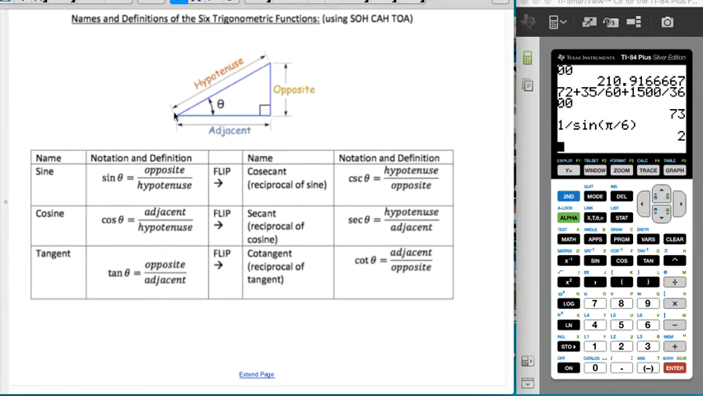So just a reminder of SOHCAHTOA, which we've gone over in other videos, so I won't go into it, but you can certainly take a look. You want to make sure you memorize these relationships.